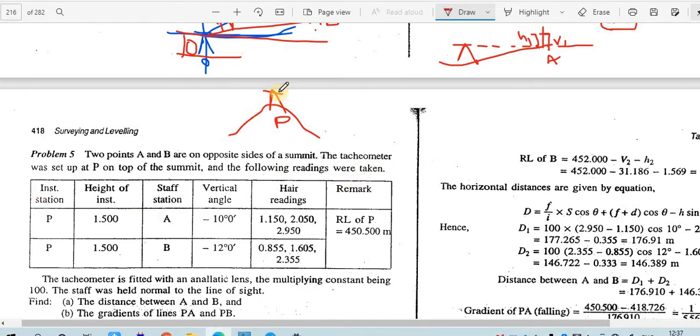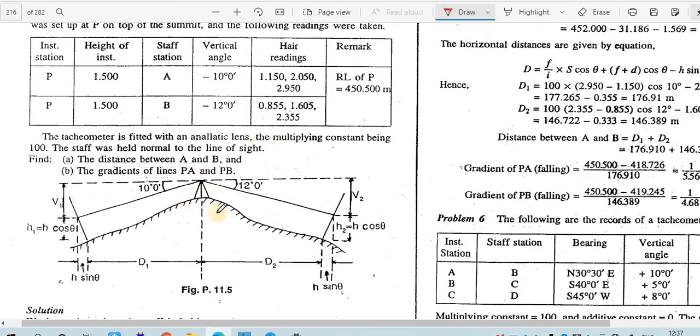So the tacheometer has been fitted at this point, and the following readings were taken at point A and at point B. So readings were taken at two points. Over here the diagram has been given. The first reading was taken at point A, the second reading was taken at point B. The readings have been given, and we have the RL of P.